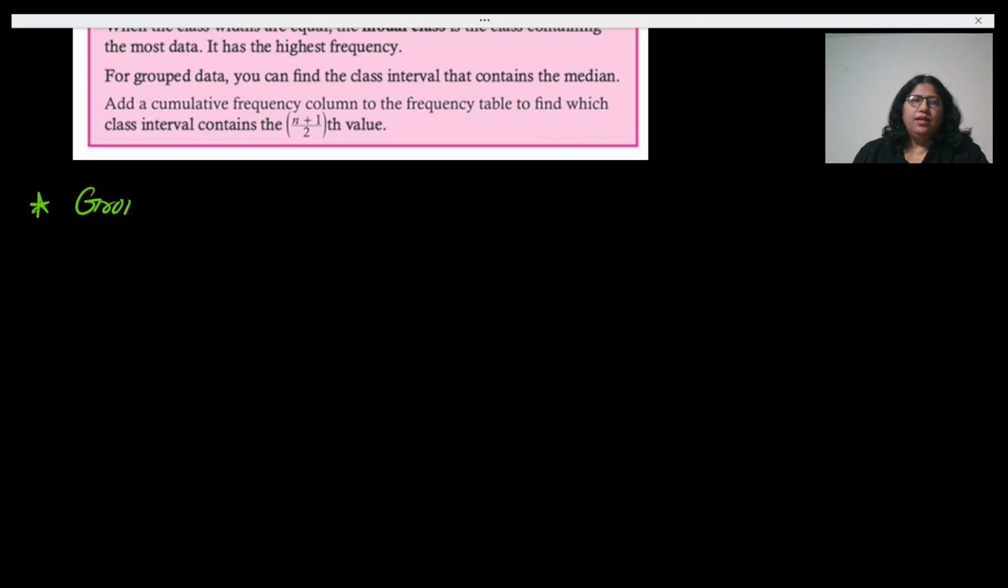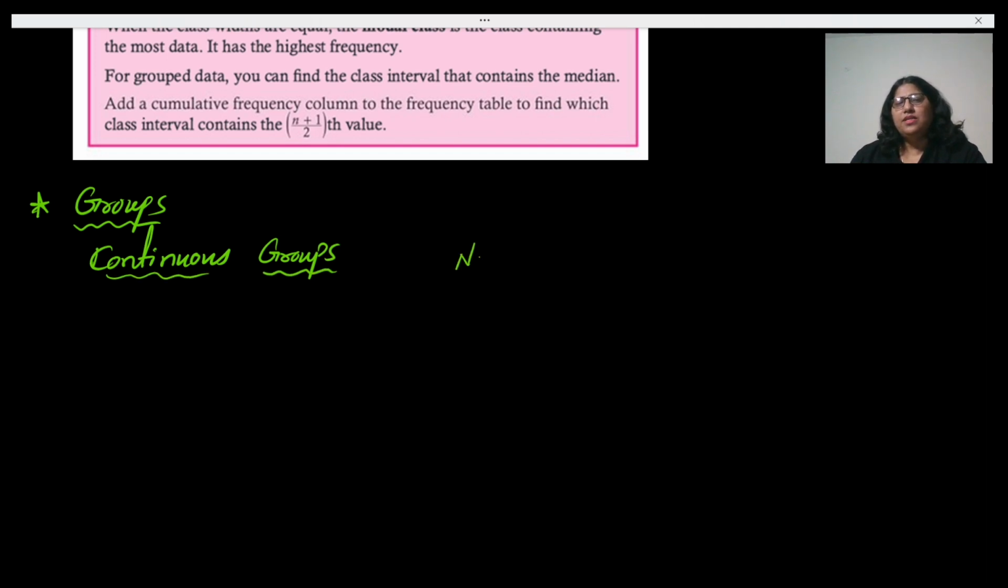Now you should know that there can be two types of groups. It can be continuous groups. This is again a very important part. Generally you get continuous groups, but if you have non-continuous groups, how are you going to consider that? So what is the difference between these types of groups?